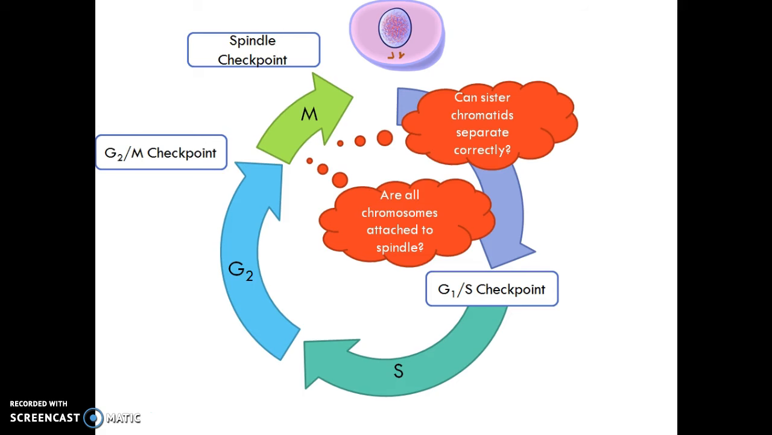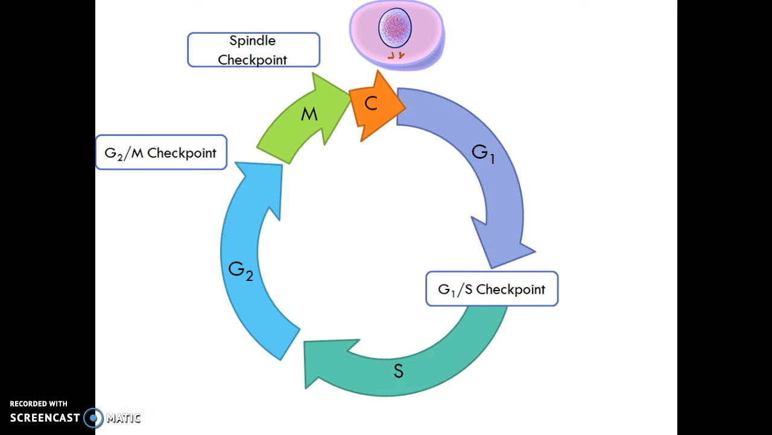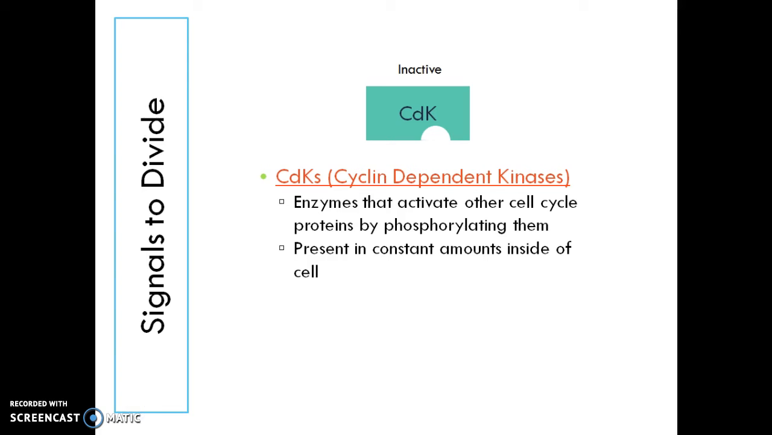If the answer to both these questions is yes, the cell will continue through anaphase, separating the sister chromatids, telophase, as the chromosomes move towards opposite ends of the cell, and finally cytokinesis, so that one cell becomes 2. So here, again, we can see that we have 3 specific checkpoints during the cell cycle that are going to control when and how the cells divide. Let's talk a little bit about the signals that the cells get to divide initially in that G1S checkpoint. These signals are controlled by 2 different molecules.